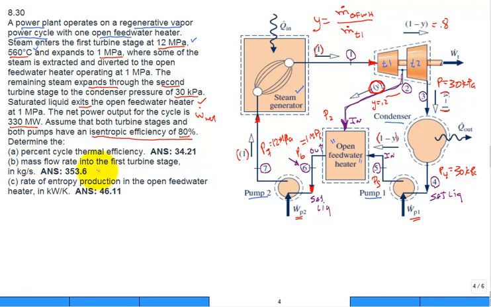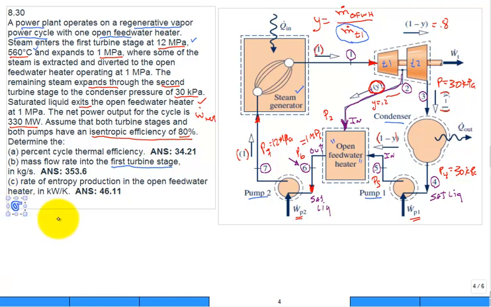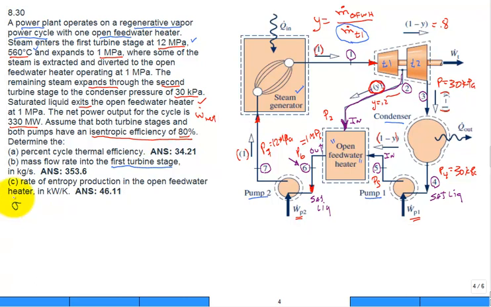What is the mass flow rate into that first turbine stage? You'll see this wording, it's a little funny, but it's into that first turbine stage. What is that m dot into the first turbine stage? That's what they're asking us to find. And then, what is the rate of entropy production in the open feed water heater? Something like sigma dot for that open feed water heater.